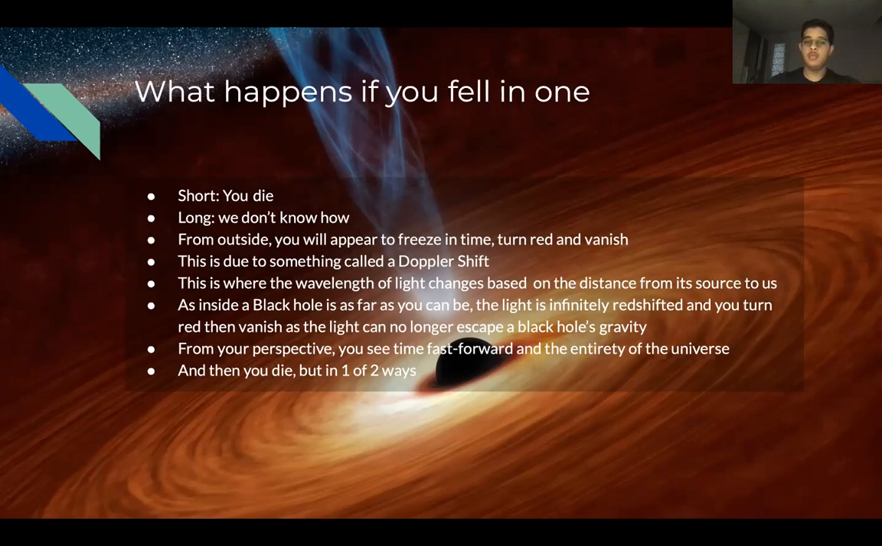What happens to you? Well, this is where it gets confusing. If you are looking, theories say that you see time fast forward and the entirety of the universe, as in just everything that has and ever will happen in the universe. You literally see into the future. That's the simple way to put it. I could tell everyone's confused.